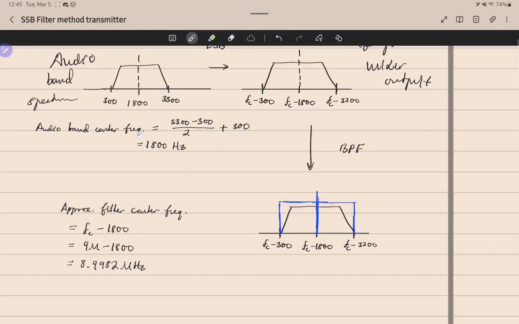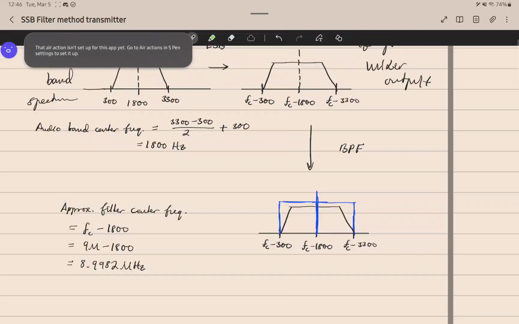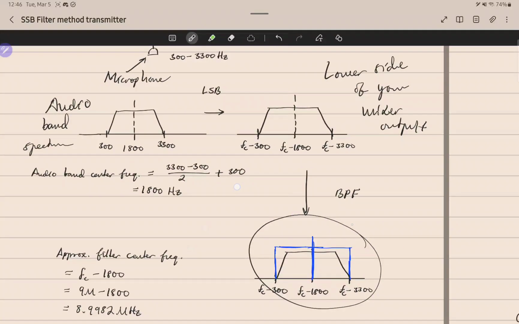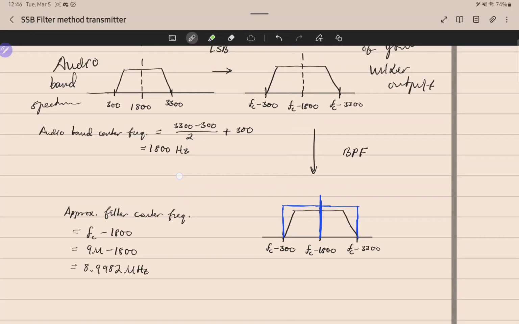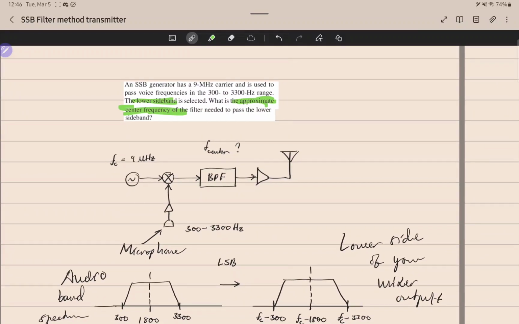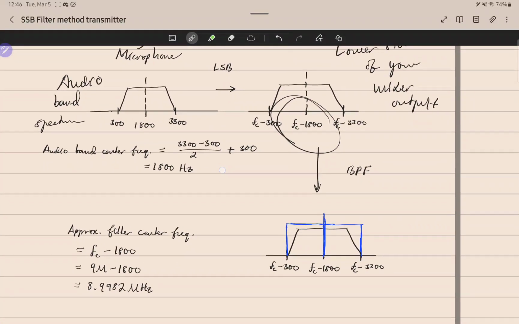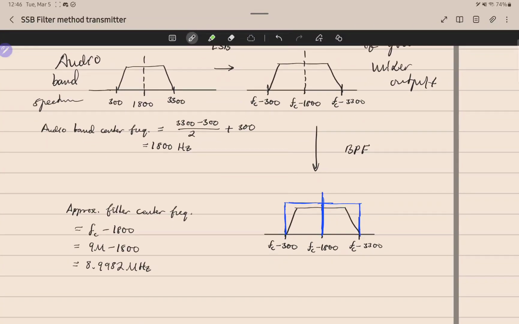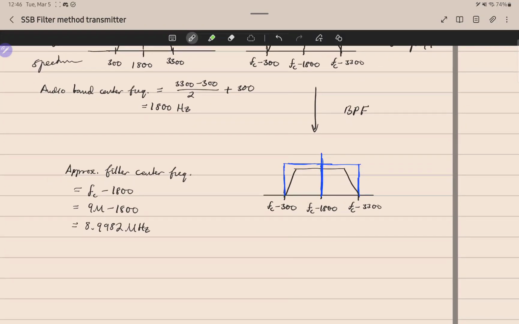So let's first assume that your bandpass filter is ideal. This is the blue thing that I drew. That's your ideal BPF frequency response. We're assuming that it just fits your mixer output. What that means is the center frequency of your bandpass filter is exactly the same as the center frequency of the lower side of your mixer output. So that is FC minus 1800, which is approximately your filter center frequency. FC minus 1800 is just 9 megahertz minus 1800 hertz. So that gives you 8.9982 megahertz. So that's about it.